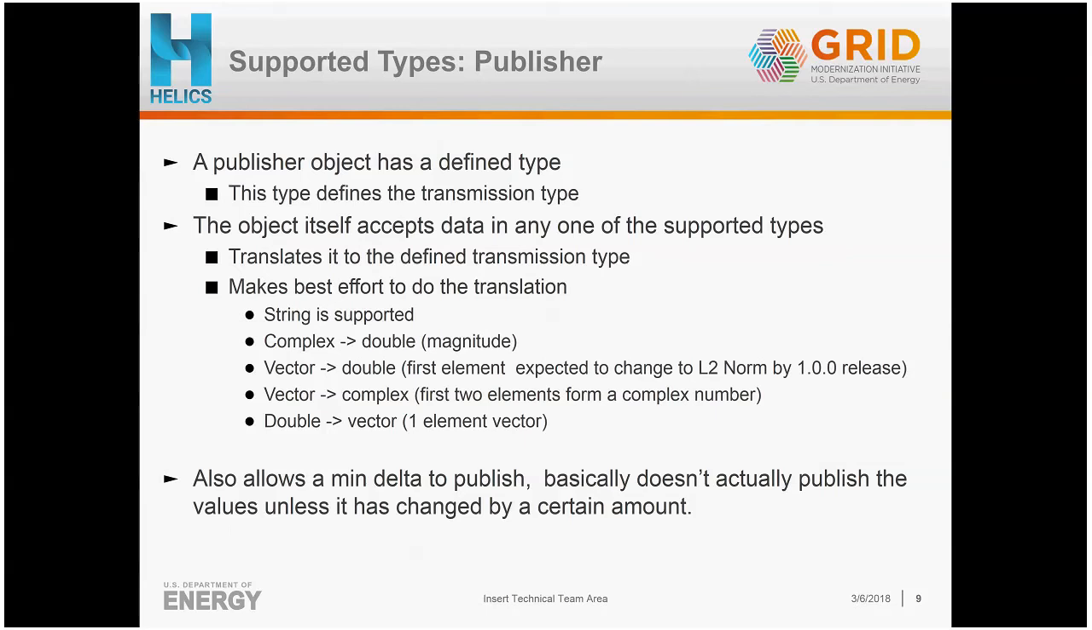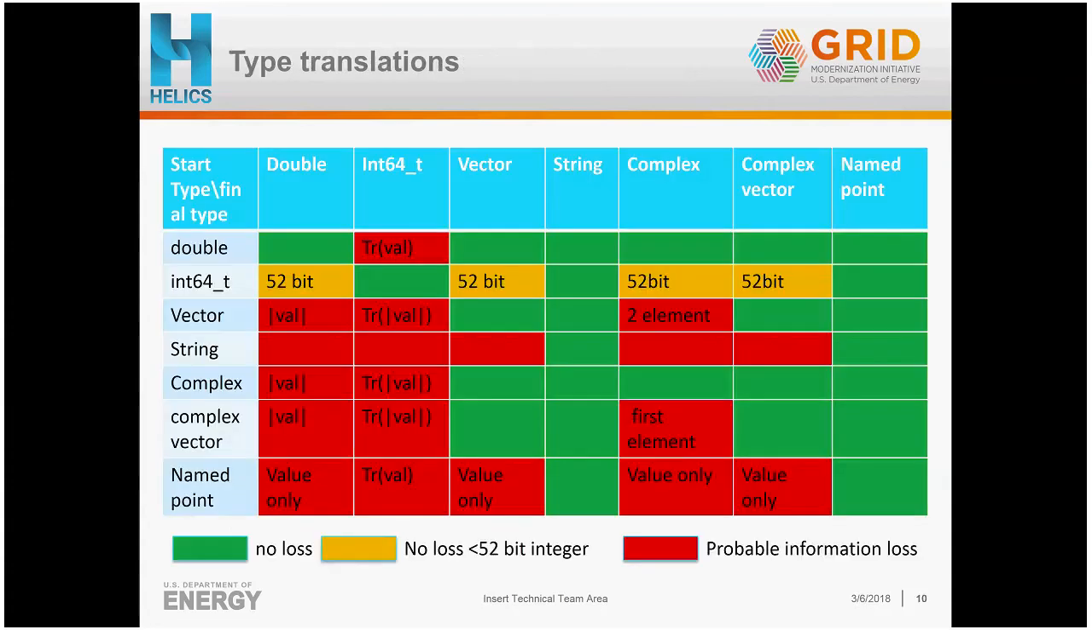You can also use a minimum delta associated with it. So if you're sending a double value, you can specify how much change in the previous value you need to actually transmit. And this can simplify things if you're actually using an iterative interface. And then it doesn't actually publish the value unless it has changed by a certain amount from the previously published value. So this is a map, a matrix of the type translations.